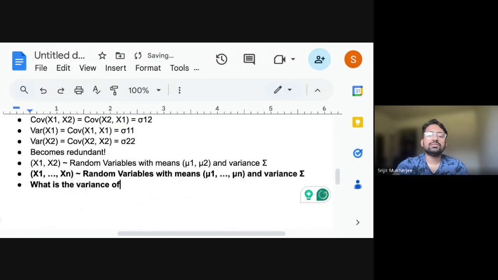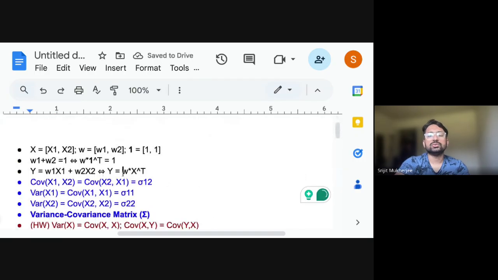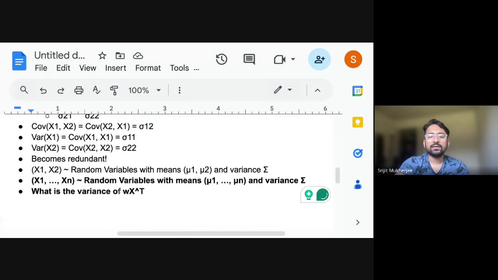And that's what you see there in that equation. So what is the variance of Wx transpose? That's what you got here, right? The answer is W sigma W transpose. Simple. Okay. That's how you do it.